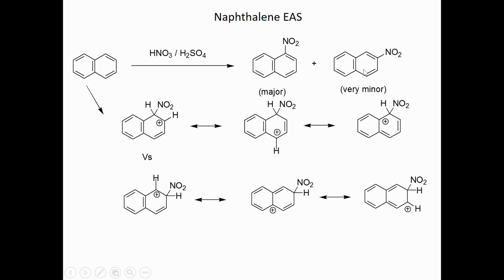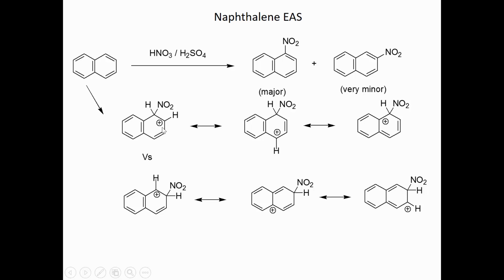There's a mechanistic reason for this, and this has to do with the fact that if we were to add the electrophile to this double bond right here, we can get either of two regioisomers, one here where we form the initial carbocation right there, and the other regioisomer shown here where nitro goes to the 2 position and the carbocation goes over here to the 1 position.